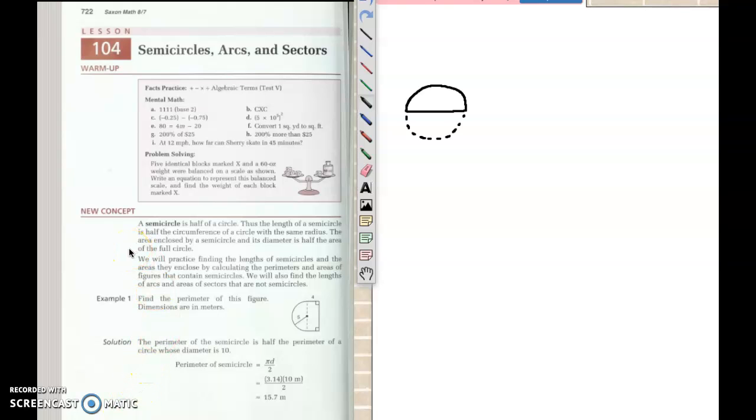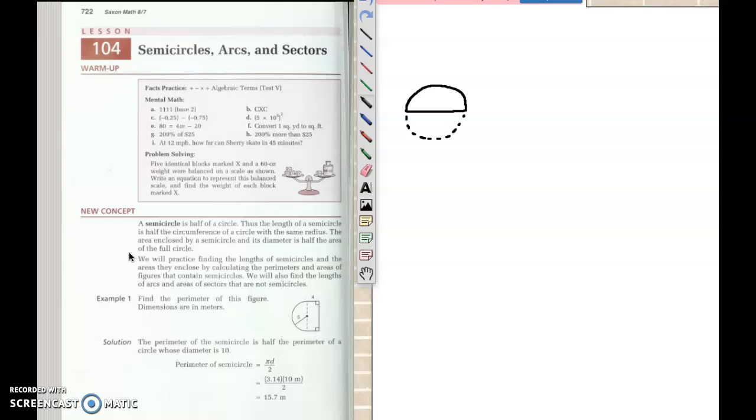Today we're going to be talking about semicircles, arcs, and sectors. So go ahead, make sure that you have done your facts practice, your mental math warm-up and your problem solving, and then reach back into the recesses of your brain where we talked about circumference and diameter and radius of a circle, because today we're going to use that to find the perimeter of a semicircle, particularly in funky looking shapes.